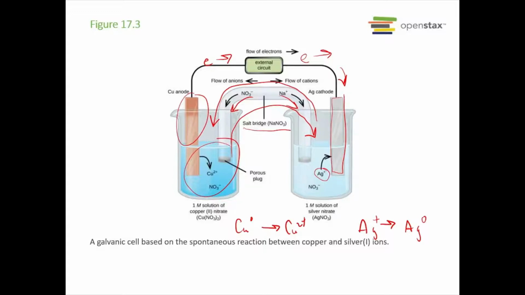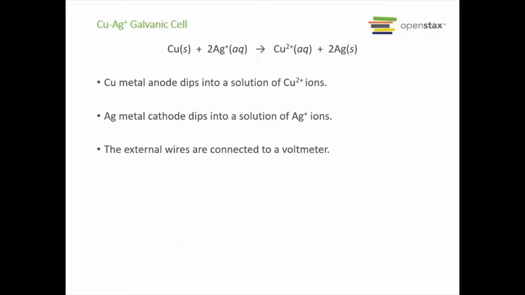So the copper metal and the silver metal are called electrodes. And then here's that reaction that's happening. The external wires also help with the flow of electrons, and we connect to a voltmeter, which tells us the voltage or the amount of charge that's being transferred.